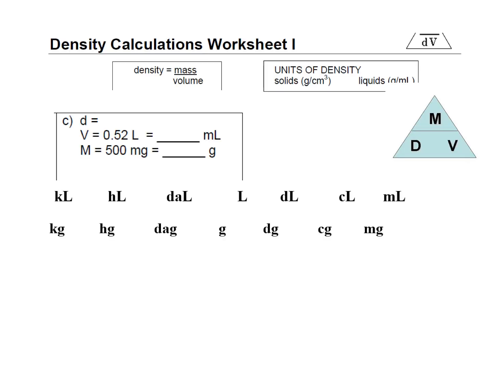Okay, so when we get to 2C, there's two conversions that they want us to make. So we want to take our liters and convert that to milliliters. Going to move our decimal over 1, 2, 3 places. And notice with milligram, we're going to be moving our decimal the other direction because there's 1,000 milligrams in a gram. So we're going to end up with 0.5 grams.